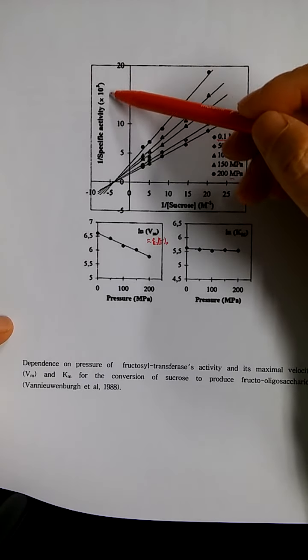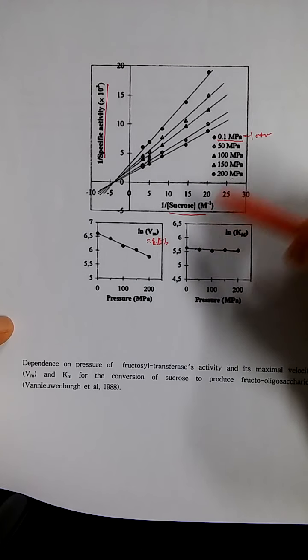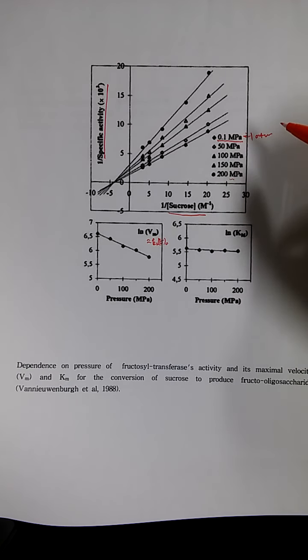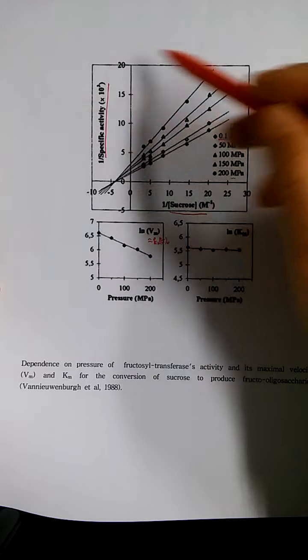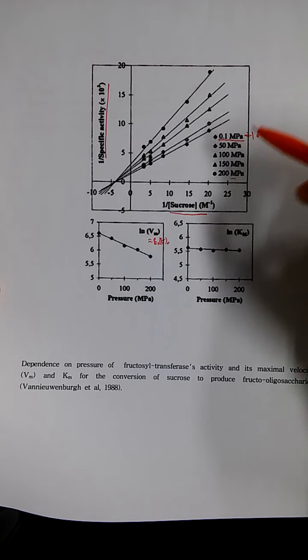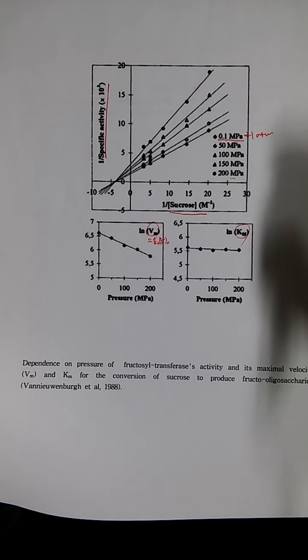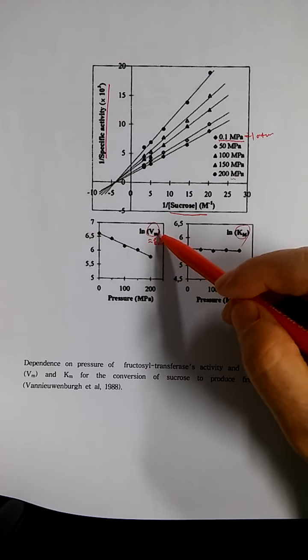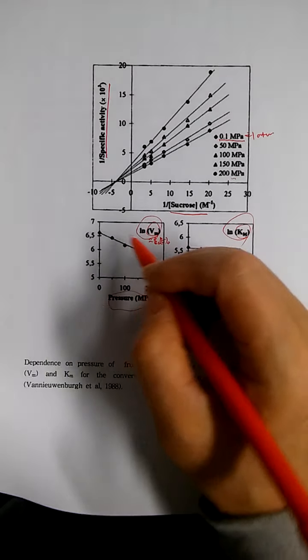They measured the activity of the enzyme at different concentrations of substrate under different pressures. And from each line, on the line of a Lineweaver-Burk plot, they estimated the Vmax value and Km value, and they plotted log Vmax as a function of pressure and log Km as a function of pressure.